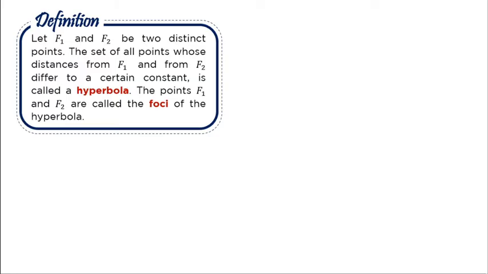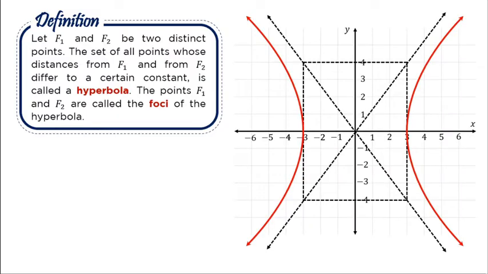Let f sub 1 and f sub 2 be two distinct points. The set of all points whose distances from f sub 1 and from f sub 2 differ by a certain constant is called a hyperbola. The points f sub 1 and f sub 2 are called the foci of the hyperbola. Now, to better understand this definition, let's consider this illustration. So this is how a hyperbola looks like.